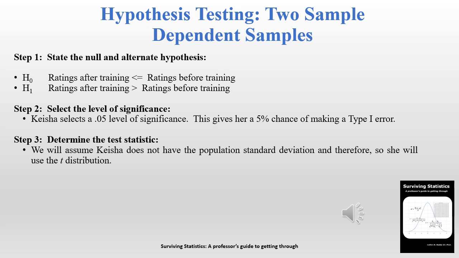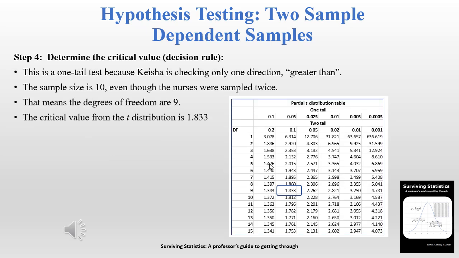Once again, she's going to select a significance level of 0.05, giving her a 5% chance of making a type 1 error. And she doesn't have the population standard deviation, and so she's going to use the t distribution for these dependent samples. All right, we're determining the critical value. And again, just a reminder, a dependent sample is the same individual once before the intervention and a second time after the intervention. So it's a one-tailed test because she's simply wanting to check greater than or less than or equal to for the null.